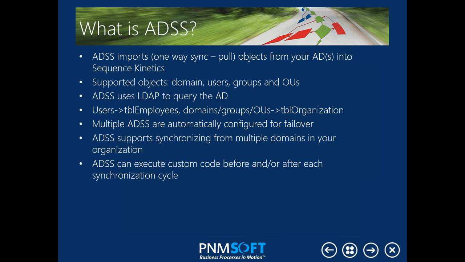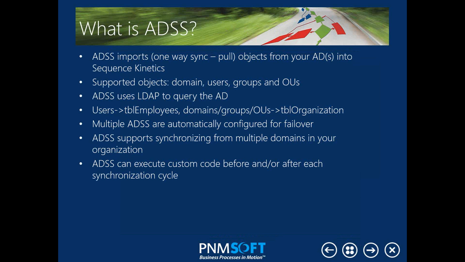Supported objects that you can synchronize from your Active Directory in sequence are domains. Domains are basically just containers in sequence, just as groups and OUs, and users. So you cannot use contact objects or computer objects. These are not relevant for sequence, so these are not being synchronized. Users, if you're looking at the database, are stored in the employees table, and domains, groups, and OUs are in the organization, TBL organization table.